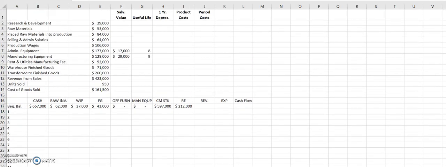All right. So, the first transaction we paid $29,000 of research and development costs. Remember, those are period costs because they don't relate to the actual manufacturing process. We research, we develop, maybe we produce, maybe we don't. So this science behind coming up with new products is a period cost.